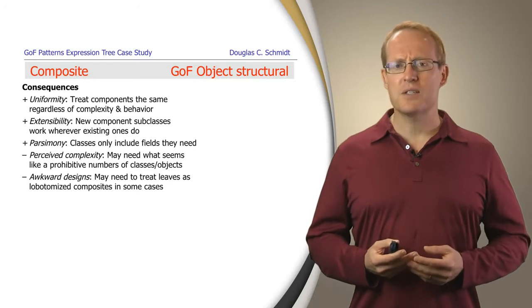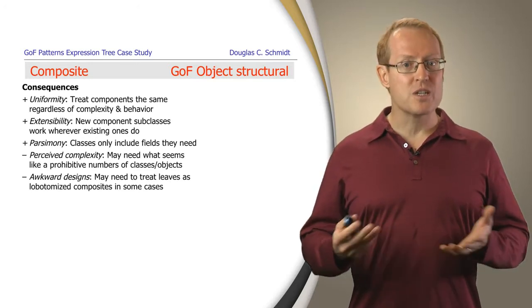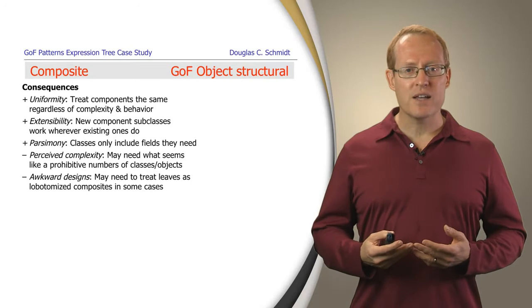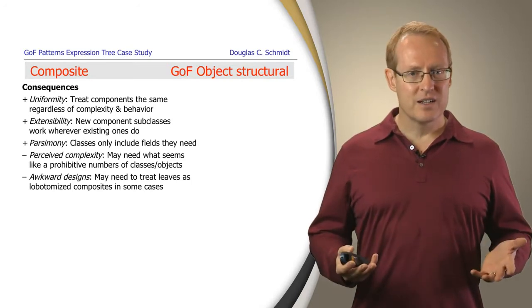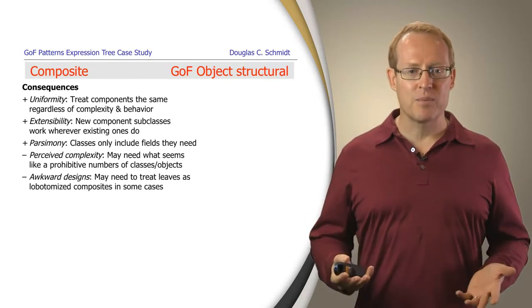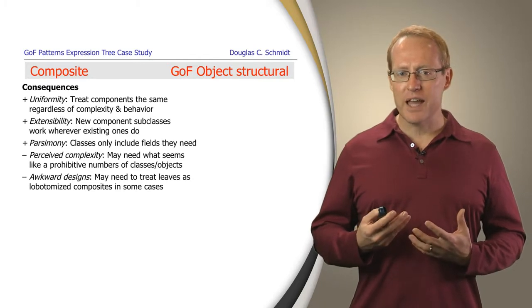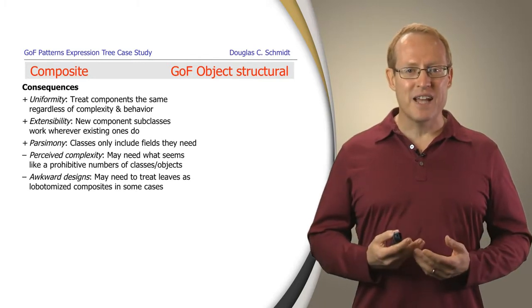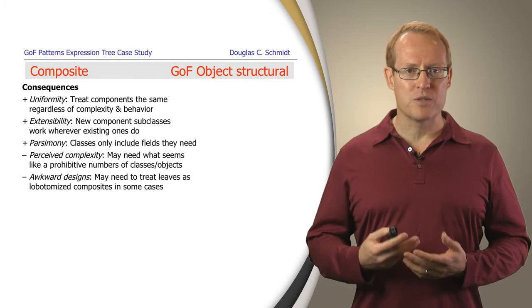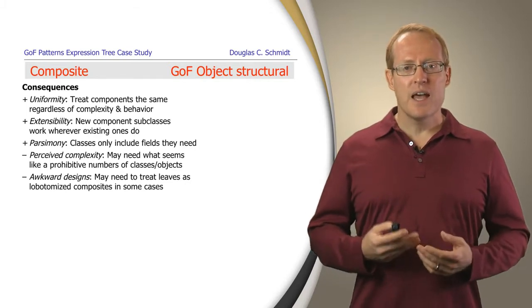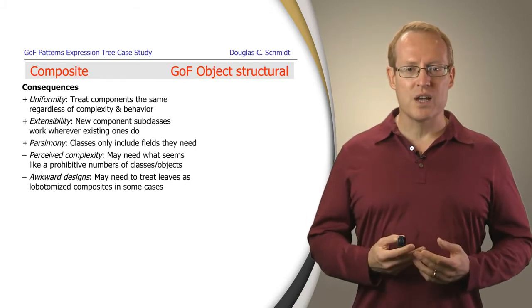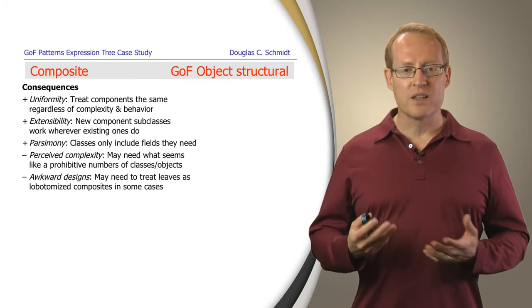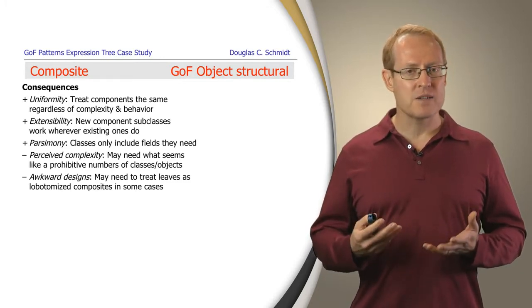There are some potential downsides to this pattern, one of which is the perceived complexity. When you use composite, you end up with a lot of subclasses, a proliferation of subclasses. And that may appear at first glance, to people who don't understand the pattern, as though it's prohibitively expensive in terms of the surface area of the solution. You can also end up with somewhat awkward designs as well. You may need to treat the leaves as lobotomized composites in some cases.